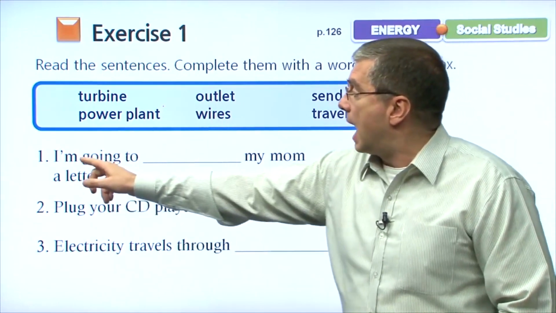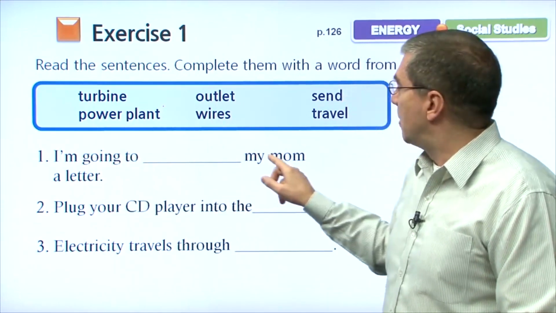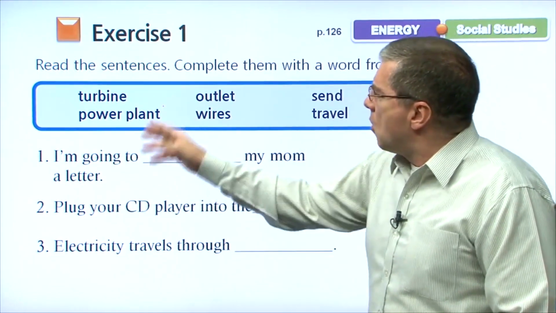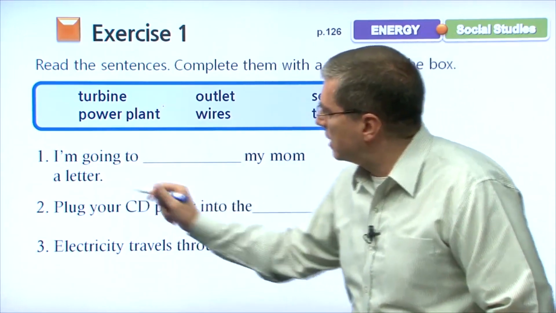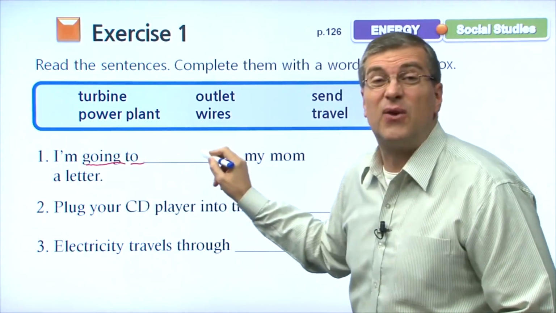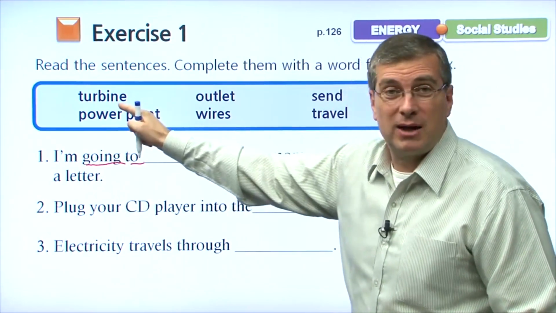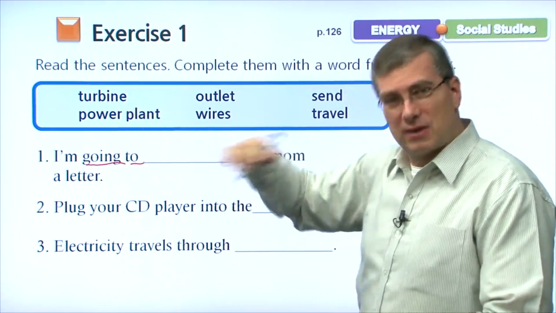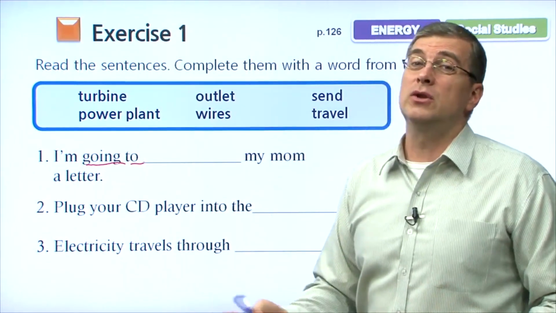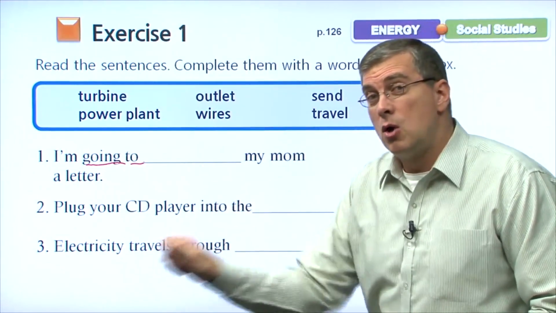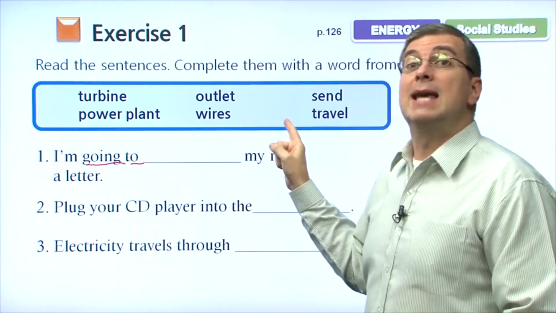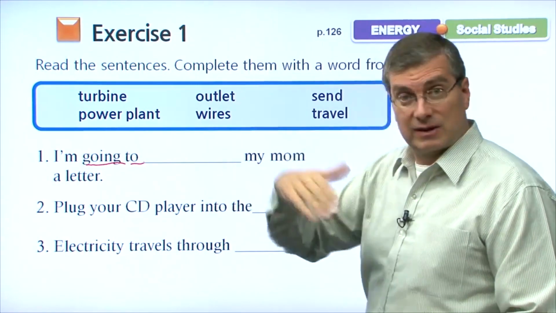Number 1. I'm going to blank my mom a letter. Okay? So I'm going to, what do we need here? This tells us right here, by the way, this is a clue. I'm going to, right? That's future tense. We need a verb here, right? Is turbine a verb? No, it's a noun, right? That's the big fan that we saw outside. Outlet, is that a verb? No, that's a noun too. That's the device in your home where you plug something in, you get electricity from. Send, is that a verb? Yes, it is a verb. Possible, right? Let's keep looking.